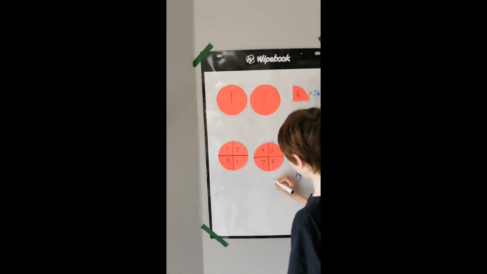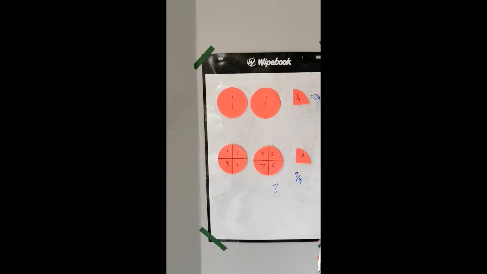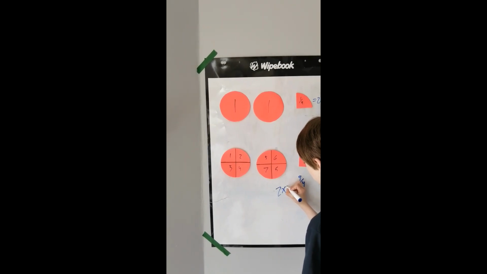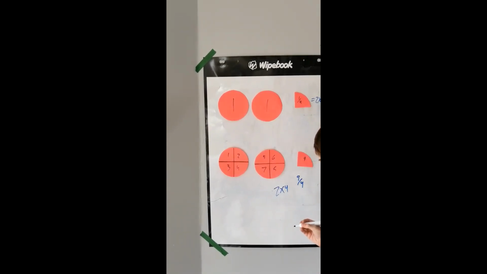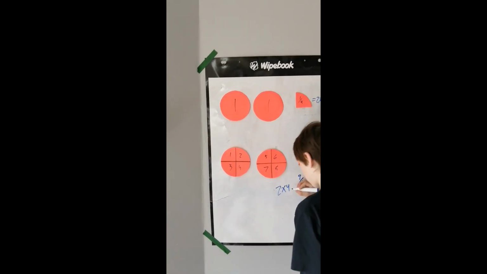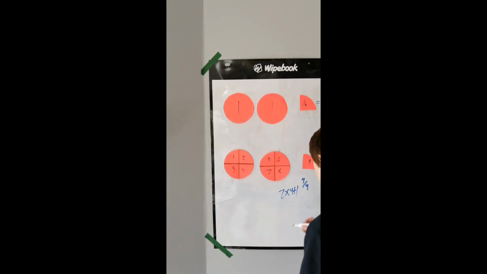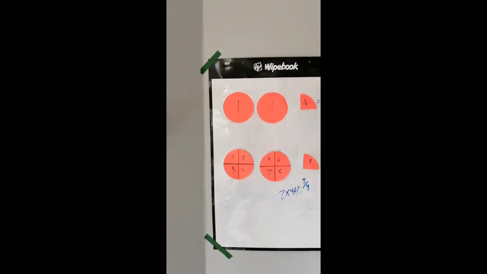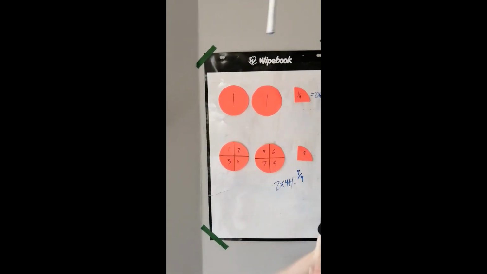2. 2 holes. So write that down. How many pieces in each hole? 4. Good. So it's 2 times 4, right? That means that in 2 holes, we would have 8 pieces, plus how many leftover pieces are there? 1. Plus 1. So what is 2 times 4 plus 1? 9. Good. And each piece is 1/4, so we have 9 quarters.